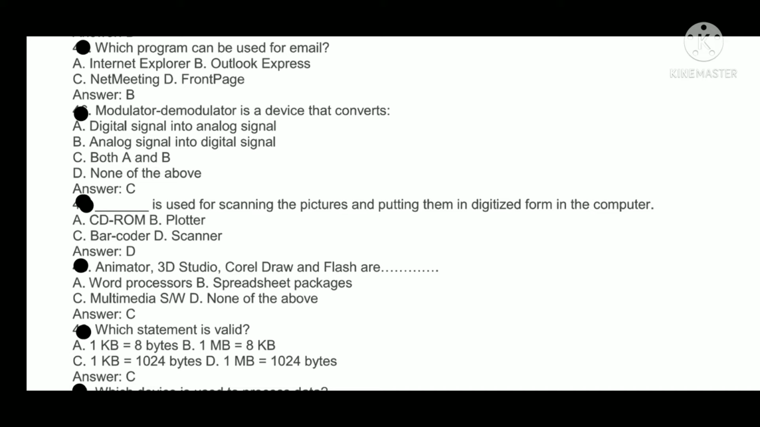Dash is used for scanning the pictures and putting them in digitized form in the computer. D. Scanner. Animator, 3D Studio, CorelDRAW and Flash are C. Multimedia software. Which statement is valid? C. 1 KB is equal to 1024 bytes.